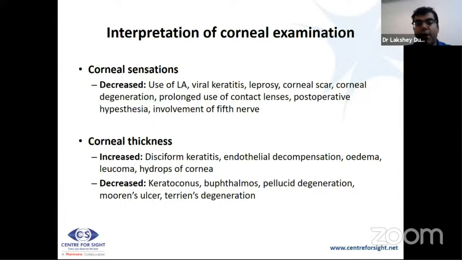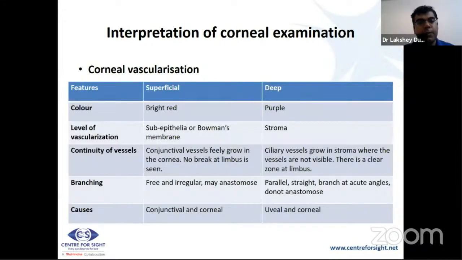Corneal thickness can be increased in disciform keratitis, endothelial decompensation, edema, leukoma, hydrops of cornea. It can be decreased in keratoconus, buphthalmos, pellucid degeneration, Mooren's ulcer, or Terrien's degeneration.